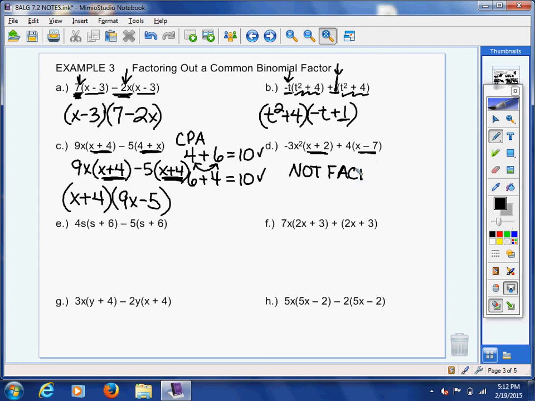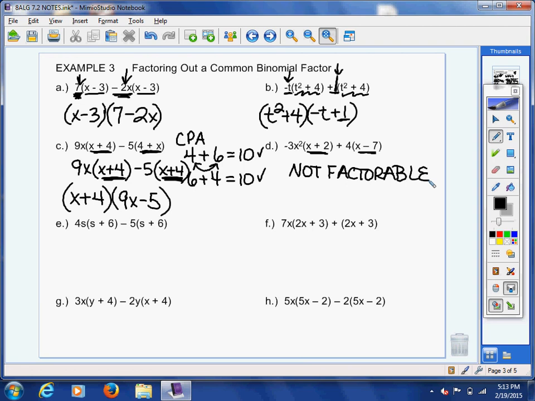I don't have a common binomial factor to pull out, and it's not letting me write, and I don't know why. There we go. I had to clean off the tip. So because there's not a common binomial factor in letter D, I can't pull anything out. And so it's not factorable. I just have to leave it alone.